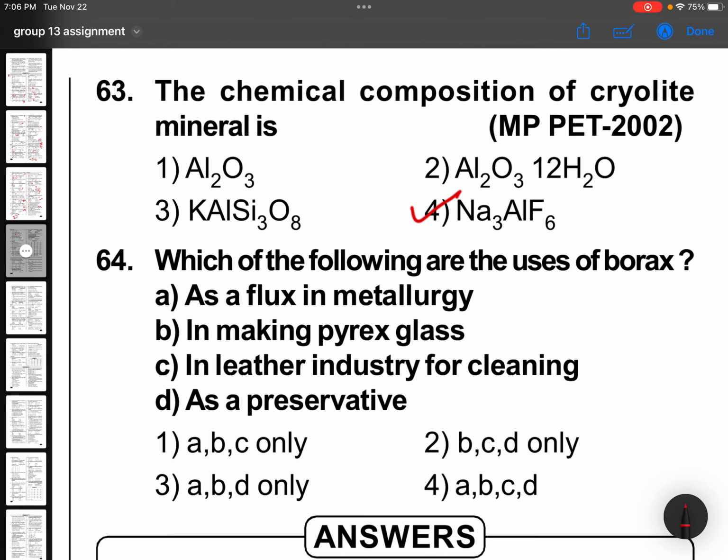Which of the following are the uses of borax? Generally, in this kind of question, all options will be there. As a flux in metallurgy, in making Pyrex glass, in the leather industry for cleaning, as a preservative.